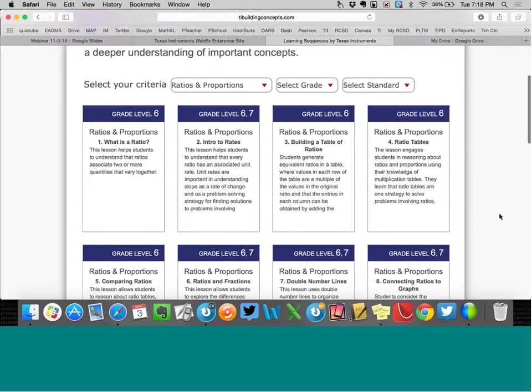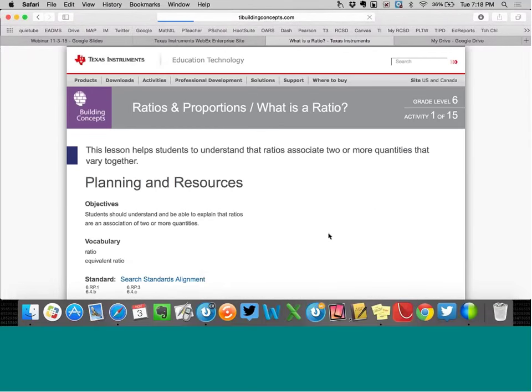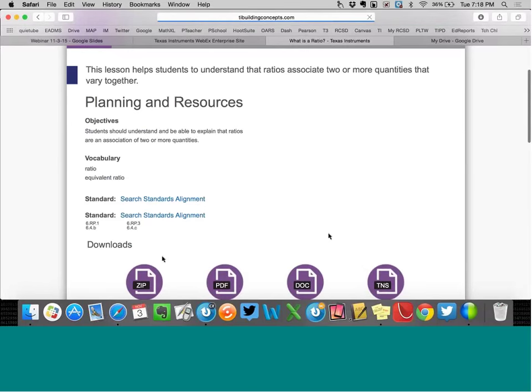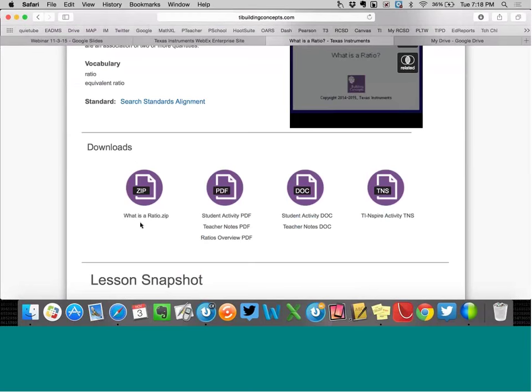So this is where those lessons are. If you click on a particular lesson, then you will find the resources for that lesson. You can download the zip file, which will give you all of the activity files at one time, or you can download what you need individually. Student activity in PDF or Word document form, the teacher notes, which are really extraordinary, filled with information to help us learn, and then an overview of the whole ratios, and then of course the TI-Nspire activity that goes with the TI software.